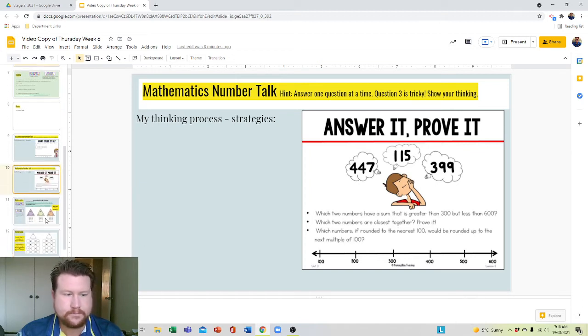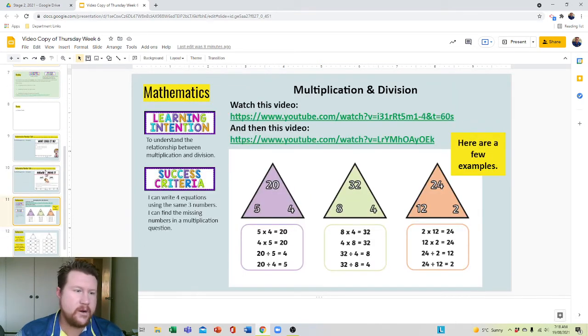Have a think. Then once you've broken your brain on those two, you can start on a bit of multiplication and division. The beauty of these, it looks like we're doing the relationships between multiplication and division. These are simple. They look harder than they are. Watch the two videos to prove it. I can write four equations using the same three numbers. So it's a fact family. It's relationships in the fact family.